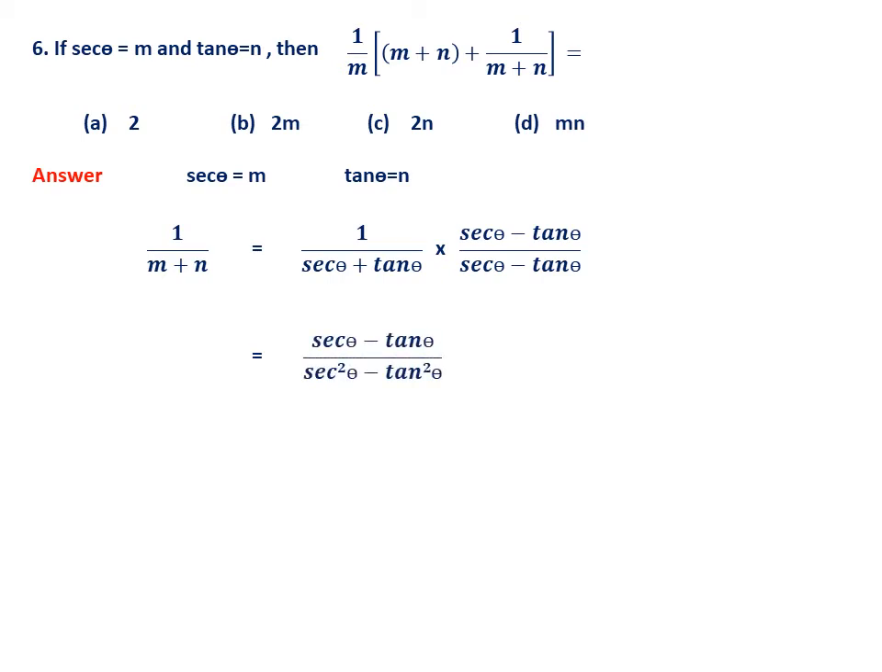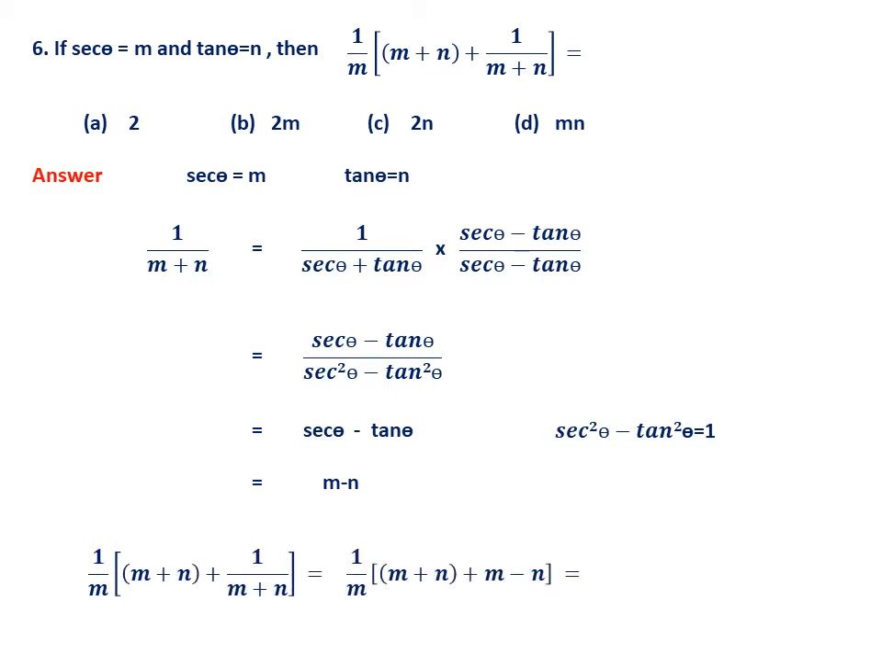Now when you simplify, what do you get? You get secant theta minus tan theta divided by secant square theta minus tan square theta. This is very important. Now you see, secant square theta minus tan square theta is 1. Therefore it is secant theta minus tan theta. Therefore it is m minus n. Therefore 1 by m plus n itself is m minus n. Then there is no difficulty in solving this problem now.